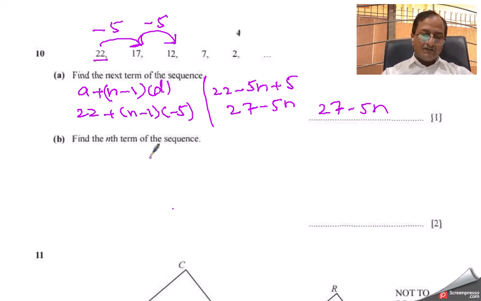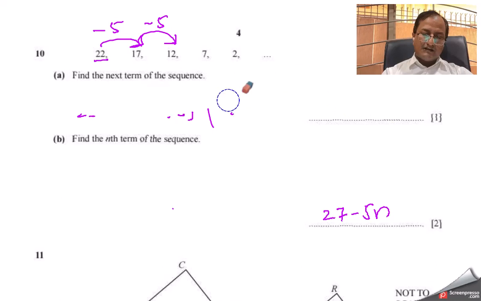Find the nth term of the sequence. Okay, sorry, this is the part where 27 minus 5n is the second part's answer. For the first one, if we're supposed to check the answer, the next term is negative 5, and it gives us negative 3. Now we're supposed to apply the same formula as we discussed.